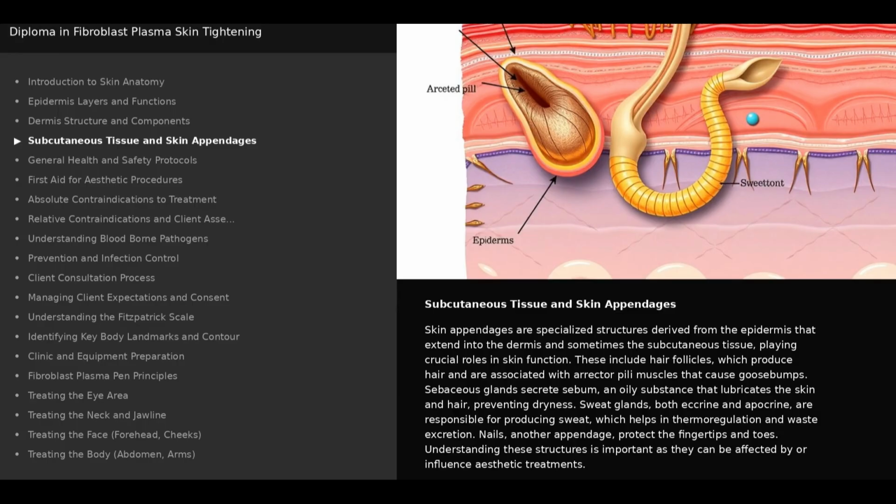Sweat glands, both eccrine and apocrine, are responsible for producing sweat, which helps in thermoregulation and waste excretion. Nails, another appendage, protect the fingertips and toes. Understanding these structures is important as they can be affected by or influence aesthetic treatments.